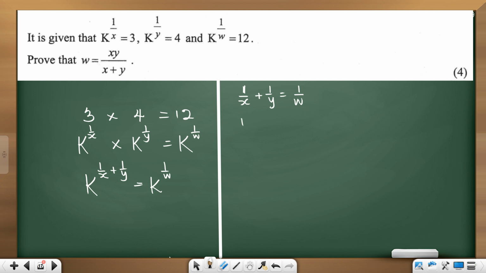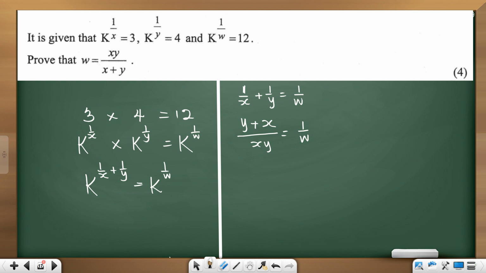1 times y would give me y. X times 1 would give me x. That's the second diagonal. And the denominator, xy, equals 1 over w. Look at what we want to prove. We want to prove that w equals xy. Oh, this is 1 over w.